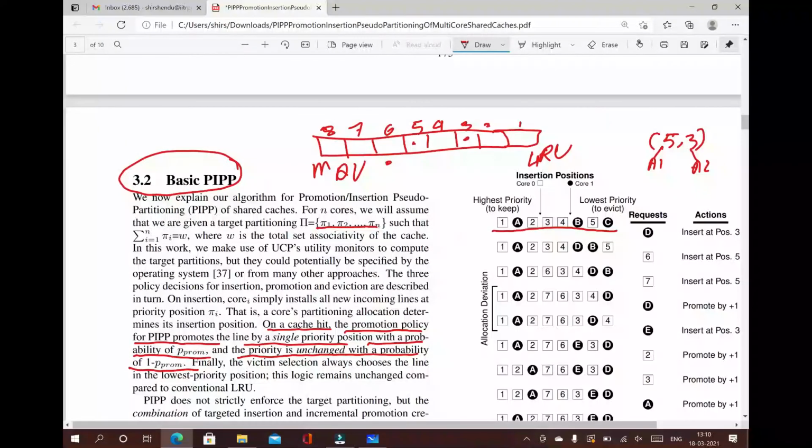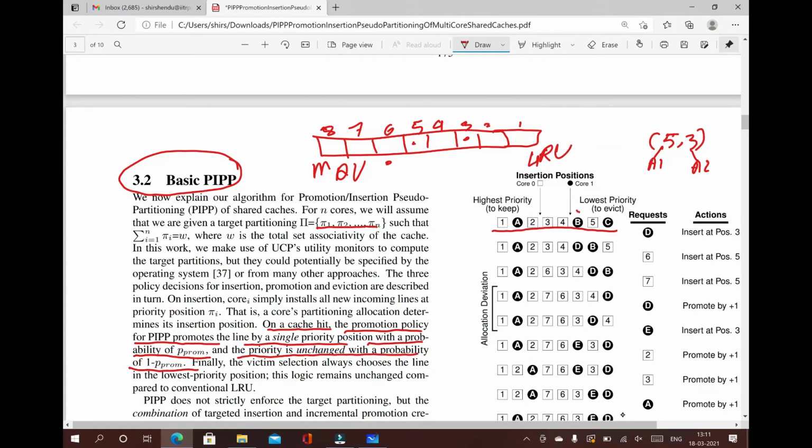There are two applications assumed here. The blocks of one application are like this, square shapes, 1 2 3 4 5. These are the blocks of A1 suppose, and these black circles are blocks from A2 suppose. So the next request is coming from A2 because it's a black circle, right? So where to insert it? If the partitioning is 5,3, you have to insert it at the third position. Third position means we'll insert it in this position.